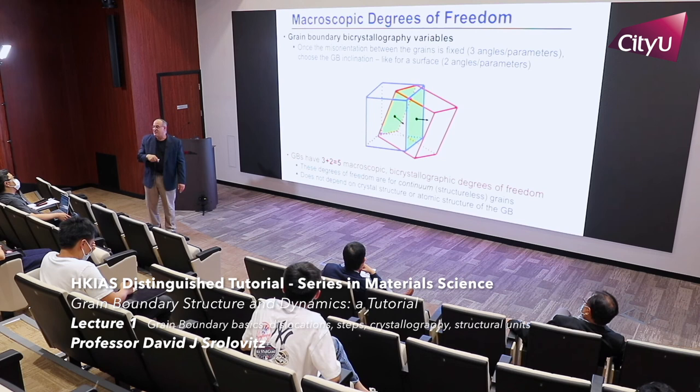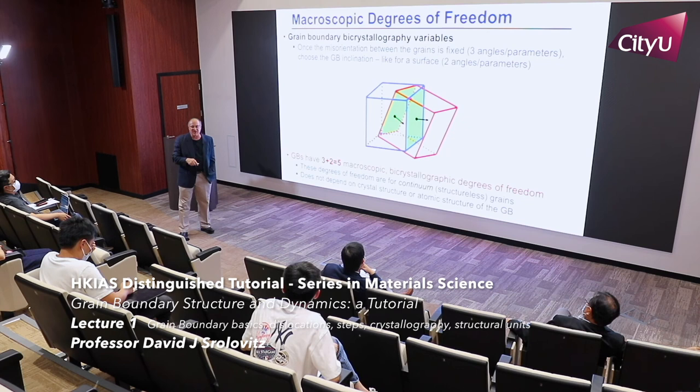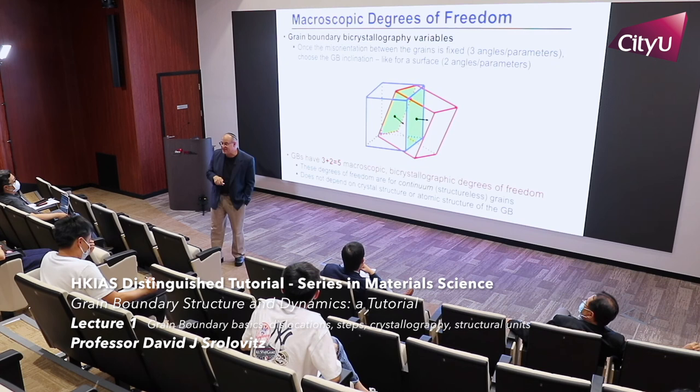Now's the math part. 3 plus 2 equals 5. Okay? There are 5 macroscopic bicrystallographic degrees of freedom associated with the grain boundary. 3 from the misorientation and 2 from the inclination. Altogether, there are 5.